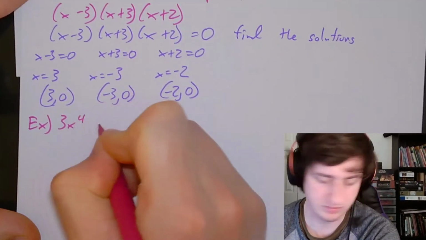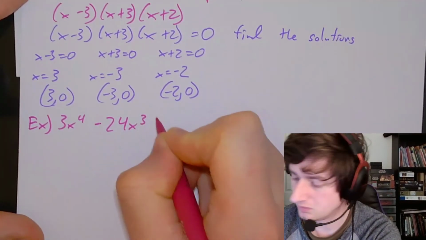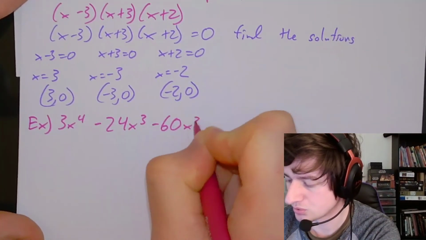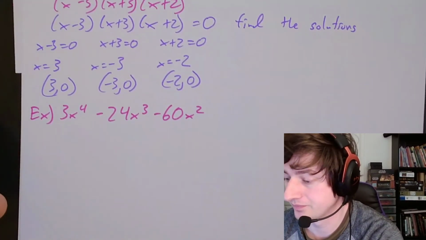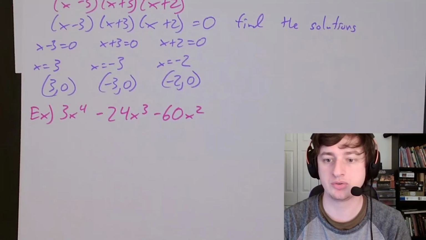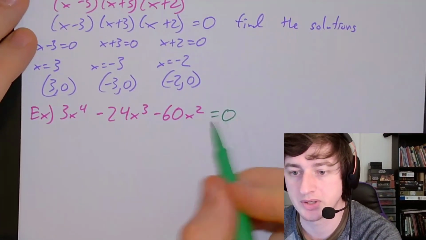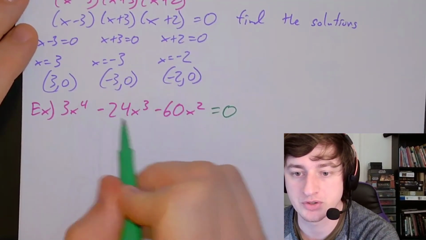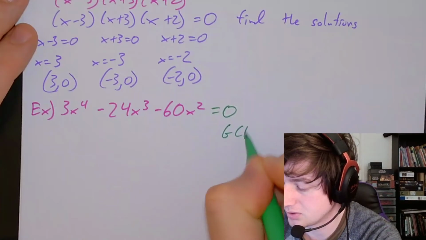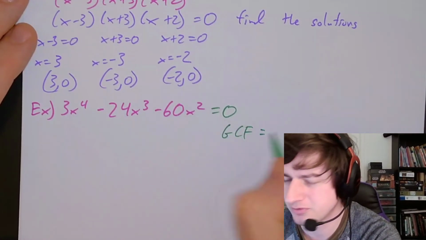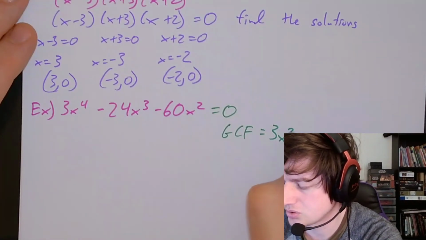x to the fourth minus 24x cubed minus 60x squared. This one has a greatest common factor. So the first thing I'm going to do is, well, we want it equal to 0. We'll come to that later, though. We got to factor it first. So the first thing is, let's take out the greatest common factor. The greatest common factor is 3 and an x squared.